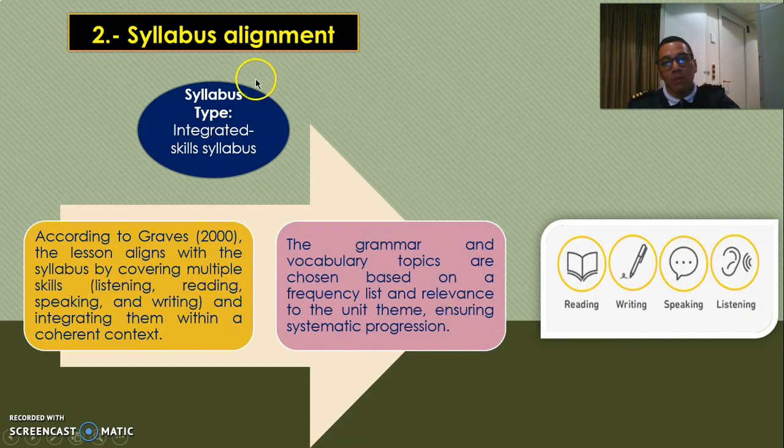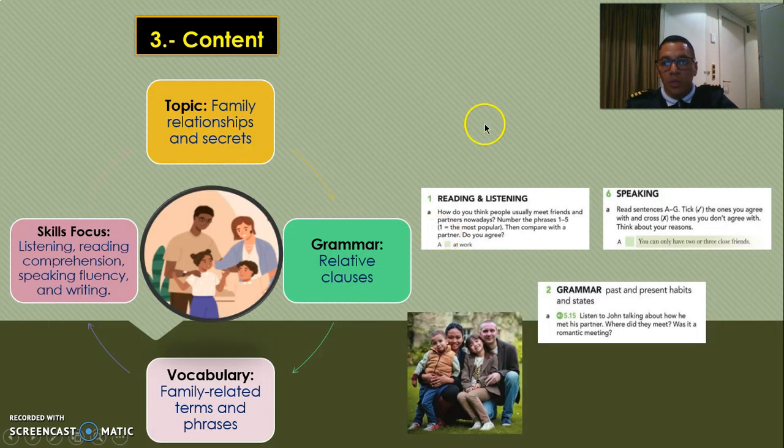In the syllabus alignment, according to Graves 2000, the lesson aligns with the syllabus by covering different skills: reading, writing, speaking, and listening, right? So, in my case, the grammar and vocabulary are very relevant and important because they measure the progression of each student. In the content, the topic is family relationships and secrets, the grammar is relative clauses, the vocabulary is family related terms and phrases, and the skill focus is listening, reading comprehension, speaking fluently, and writing, right?